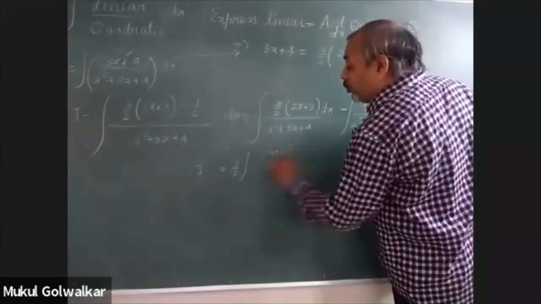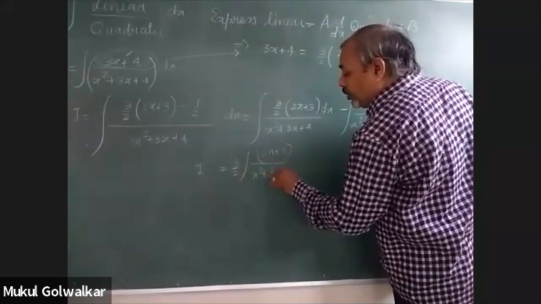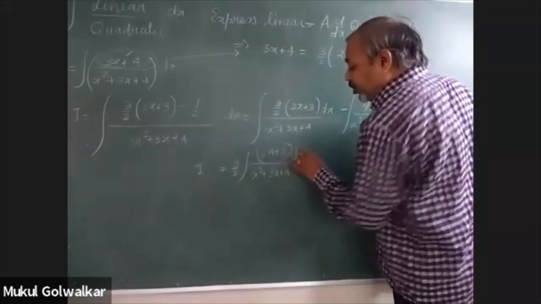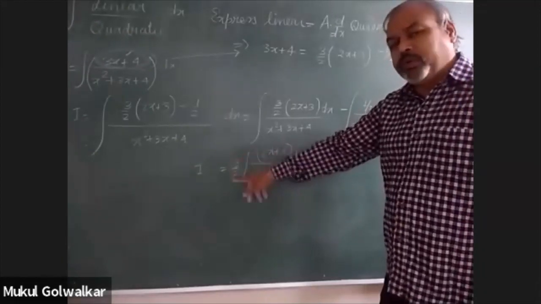3 by 2 is a constant quantity. It is differentiation of that quadratic. Numerator is derivative of quadratic. So you shall be able to get the answer very quickly. What is the answer for this now? Log x square plus x plus 4, along with this coefficient 3 by 2.